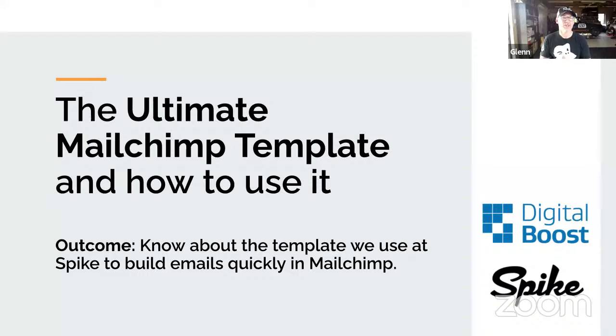So anyway, the ultimate Mailchimp and how to use it. So the outcome today is to know about the template we use at Spike to build emails quickly with Mailchimp. And that's the key, to be able to build emails quickly. You can do this in any email platform, by the way, but we're talking about Mailchimp today.